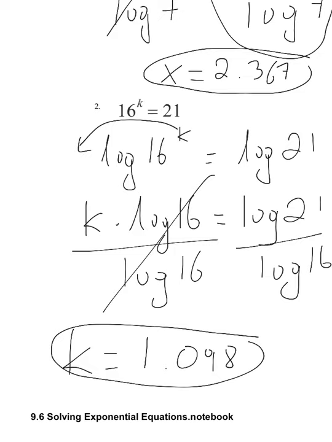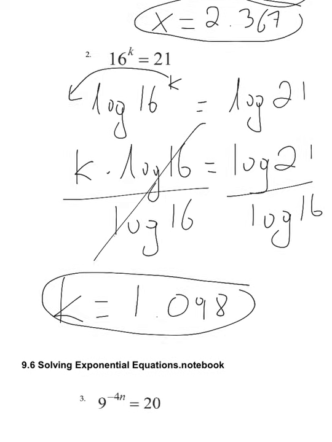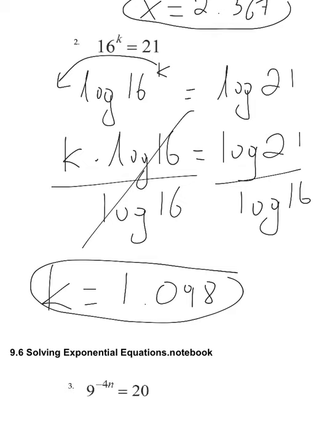Now, if you want to check your work, if you do 16 raised to 1.098, let me check it. I will get really something close to 21, okay? Promise you. 16 raised to 1.098. I got 20.995. Okay, and again, it's slightly below 21 because I rounded down.